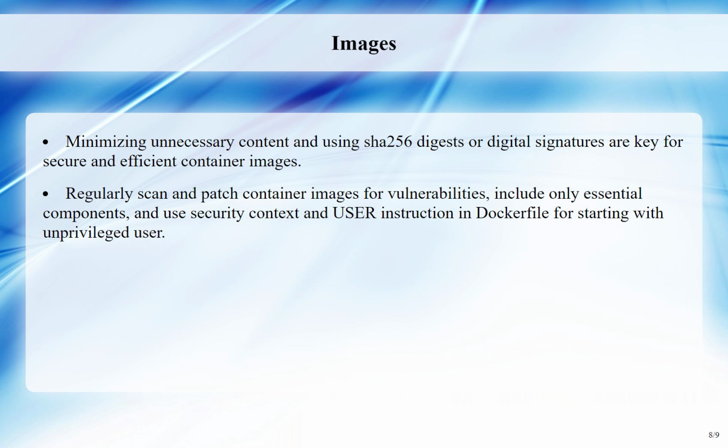It is best practice for container images to contain only the essential components required to run the program they package, avoiding unnecessary utilities like shells or debugging tools. Using security context and the USER instruction in Dockerfile can help ensure images start with an unprivileged user.